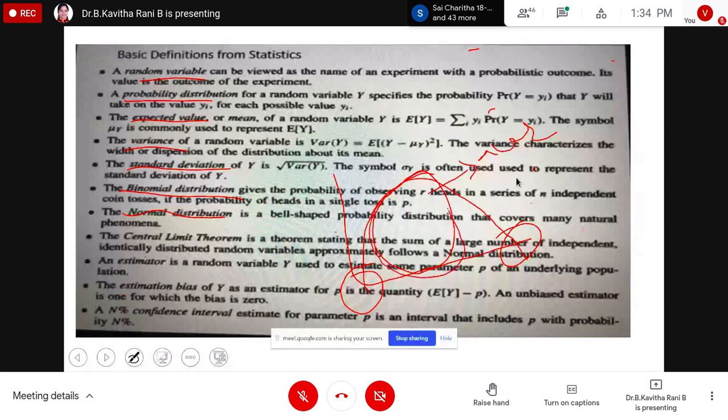Now I'll give you one more example. Let us suppose BTech CS students, and I'm calculating the average of the students' weight. Let it be 50. Here very few students will have less than 50, and very few students will have greater than 50. Most of the people will have a weight of around 50.